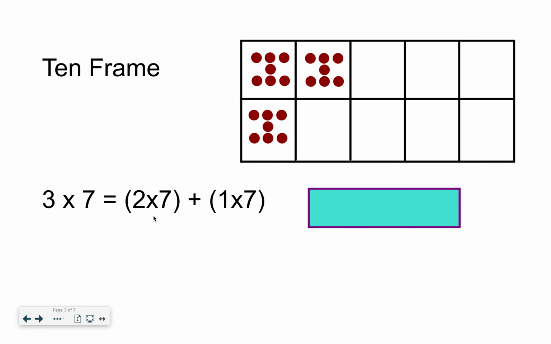So symbolically, I can see 3 times 7. I'm going to think of it instead as 2 times 7, which is 14, plus 1 times 7, which is 7. 14 plus 7 is 21.